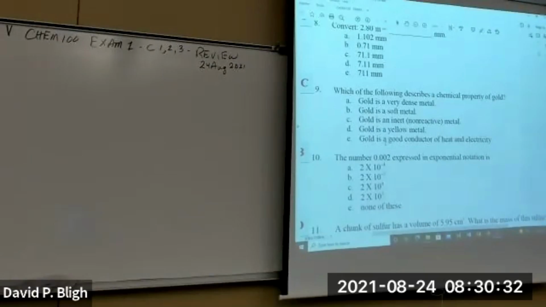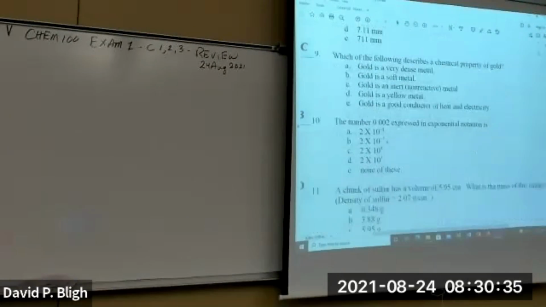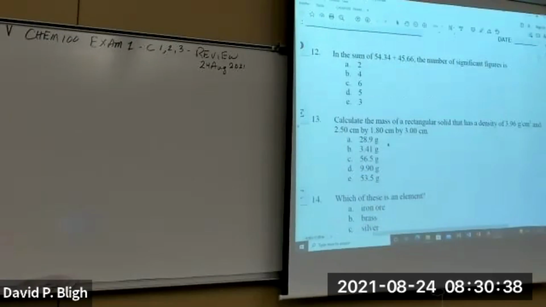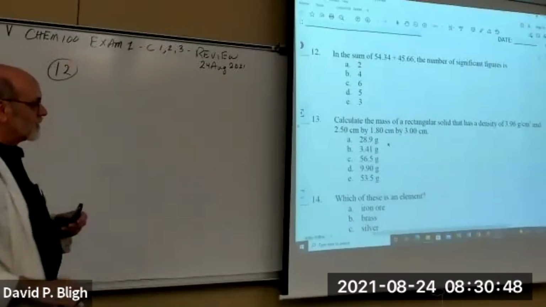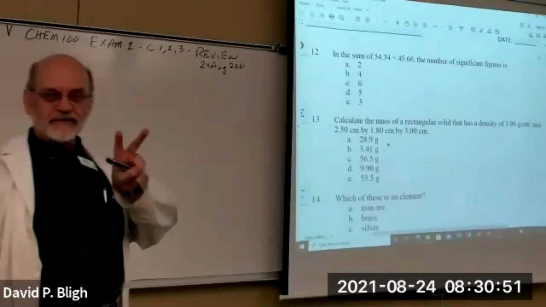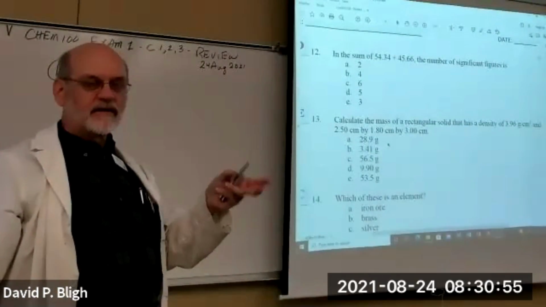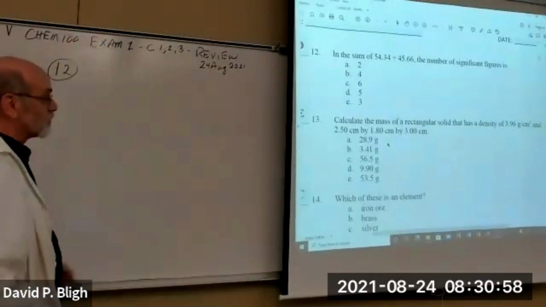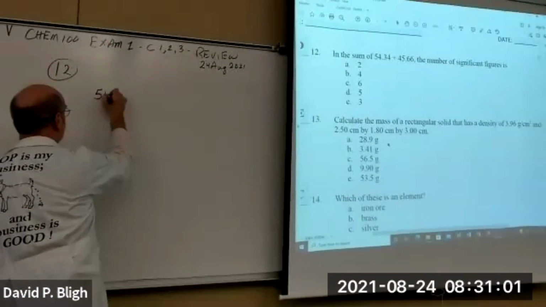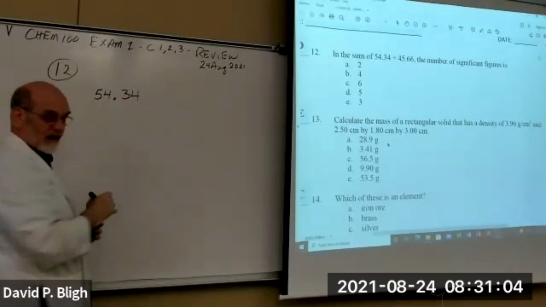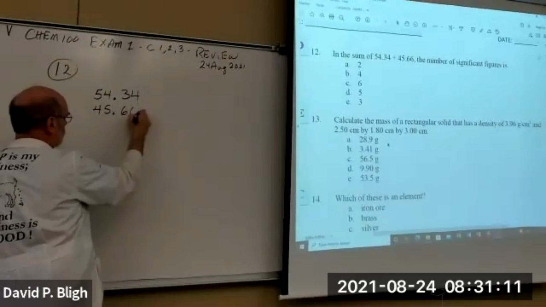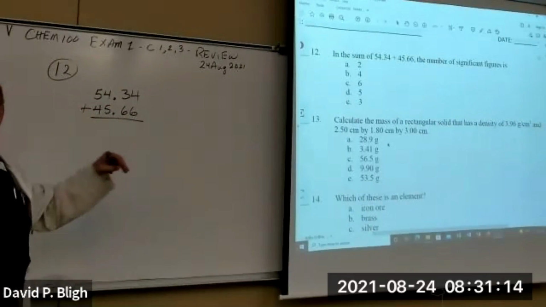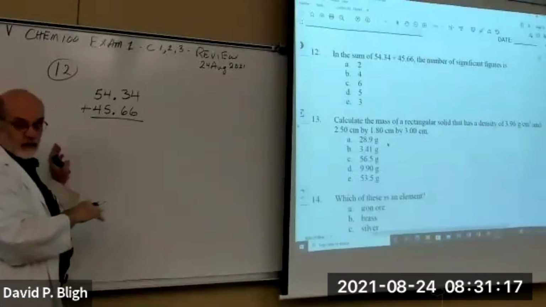All right, let's look at number 12. All right, significant figures. So which rule is this? There are 2 rules for significant figures calculations: add, subtract, or multiply, divide. This is obviously add, subtract, 54.34. So how do we do that? We line up the decimal points. 4566. Right? Then just add them and keep all your decimals to begin with.